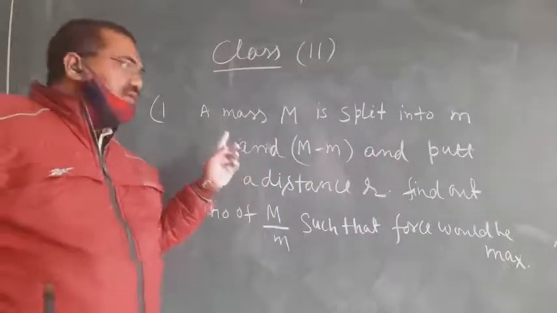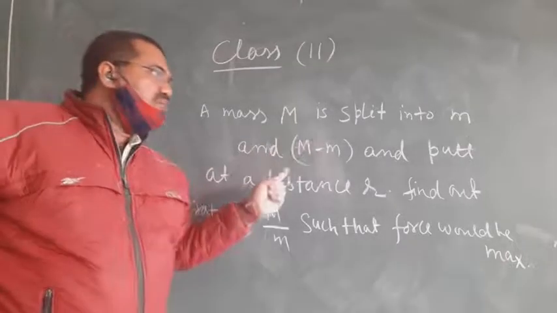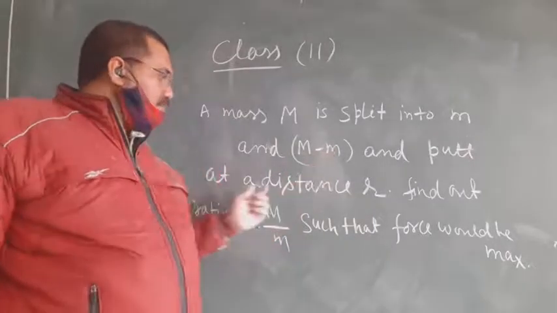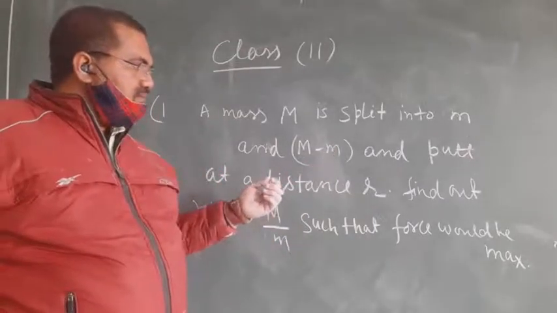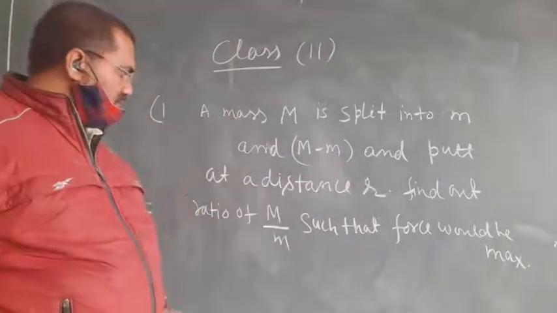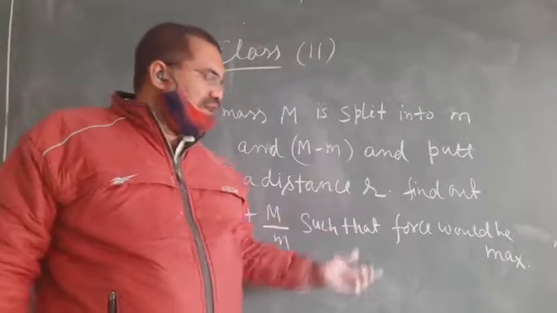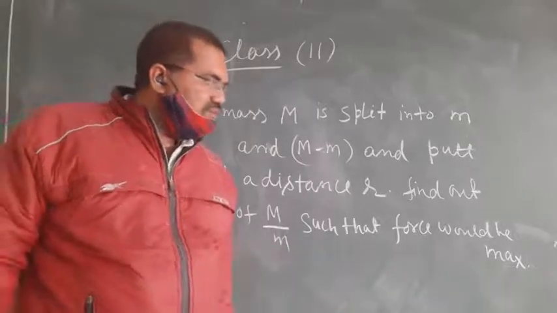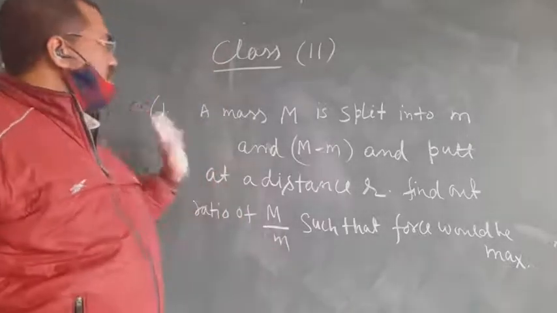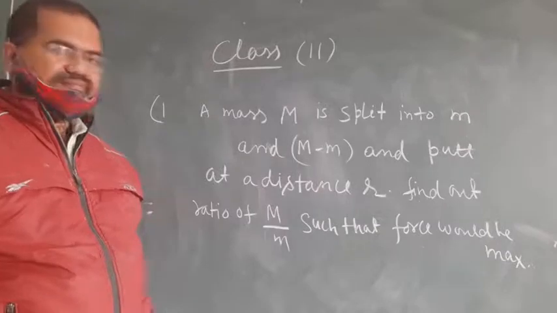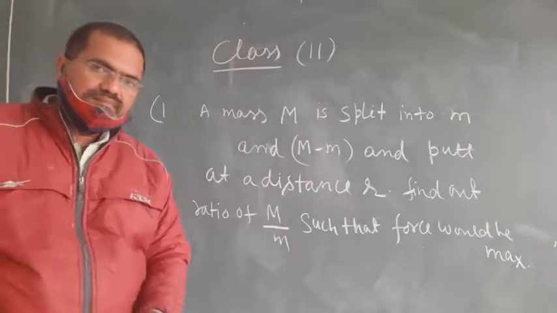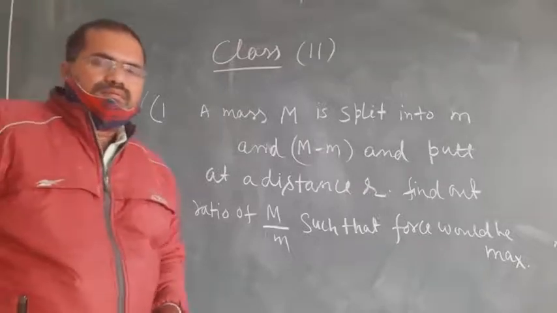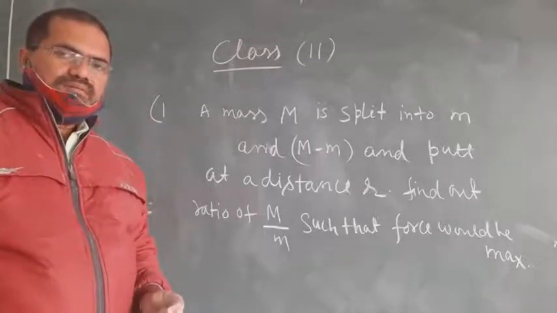I repeat once again. A mass M is split into small m and capital M minus m and put at a distance R. Find out the ratio of capital M by small m such that the force would be maximum between them. This is the question. Try it for 2 minutes.